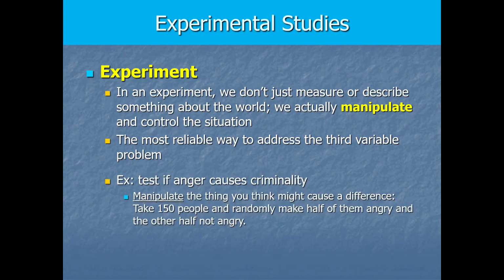So we want to test that. We want to test if one of the variables, anger, causes the other variable, crime. To test it in an experiment, then, we as researchers have to manipulate the thing that we think might cause a difference in the other thing.